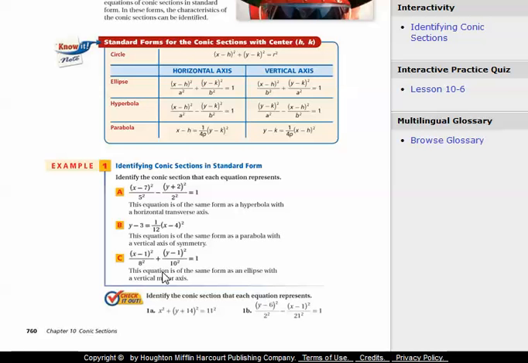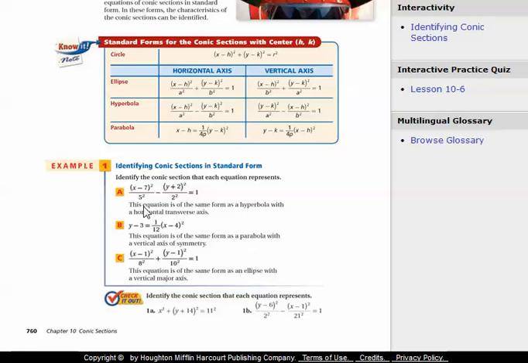A helpful hint here real quick is a lot of times if you are adding the x squared and the y squared, if you're adding it, it's either going to be a circle or an ellipse. If you're subtracting, then it's going to be a hyperbola. And then if only one of the variables, either x is squared or y is squared, then you're looking at a parabola. So that's another hint for you to watch for.